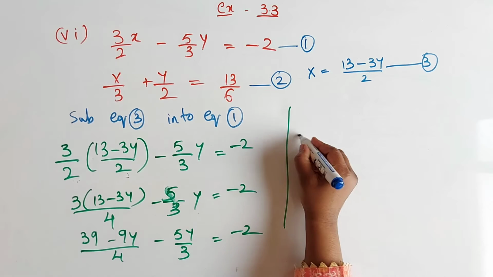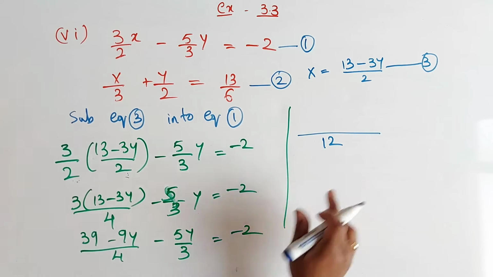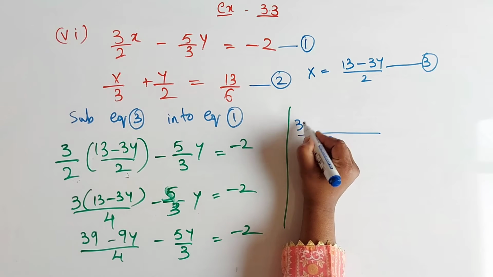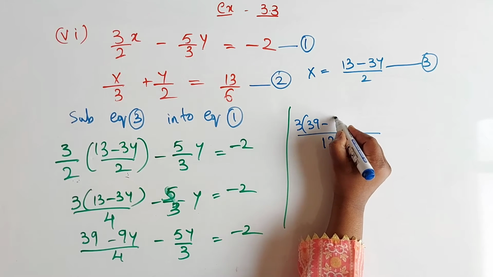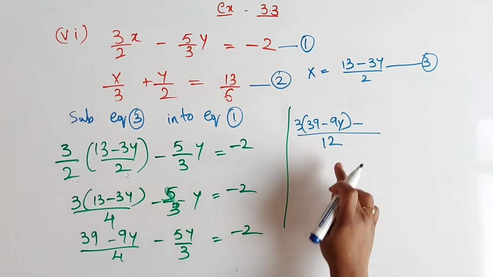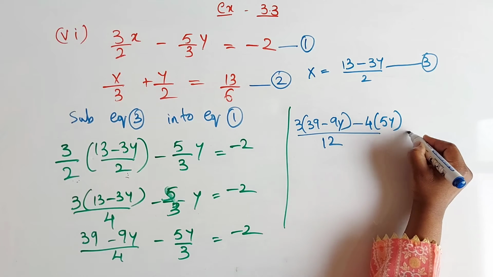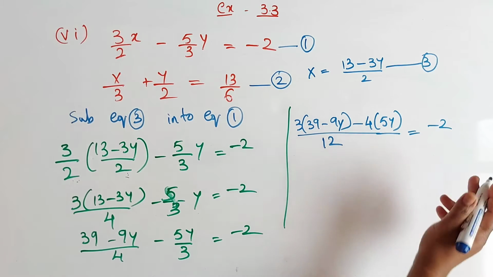From here the LCM is 12, children. 4 3s are, that means 3 into (39 minus 9y) minus 3 4s are, that means 4 into 5y equal to minus 2. Now we have to solve this part.